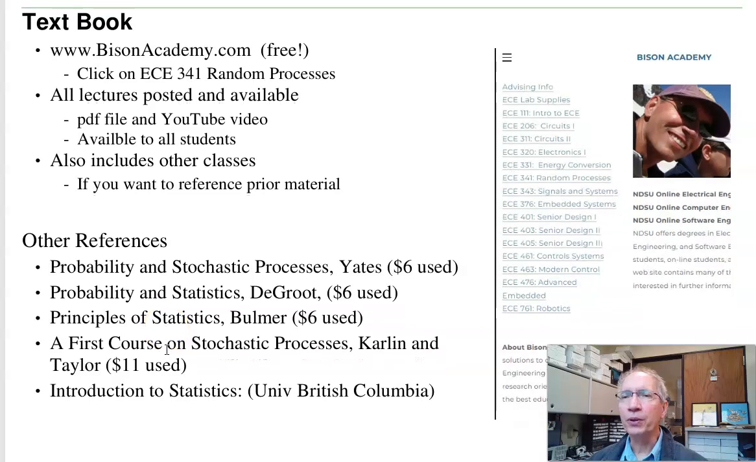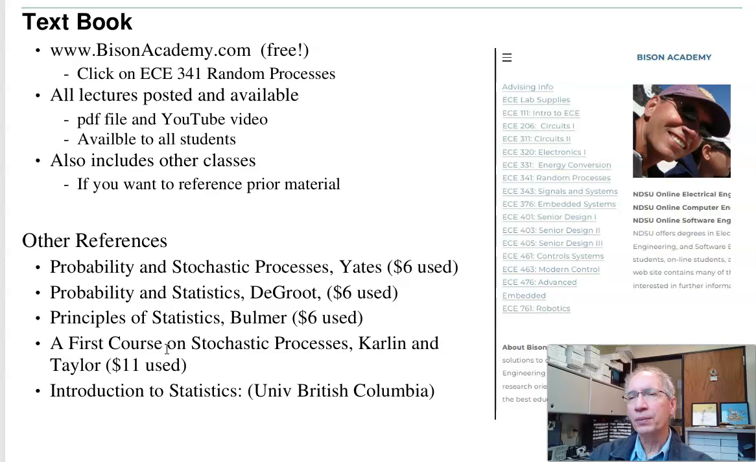The textbook for the course is free. Bison Academy has the online textbook. It's an open educational resource, free for all students to use. It's actually free and available for everyone. It's not copyrighted. All the information is available many different places. It's been kind of summarized. The textbook's written by me. So it's available for anyone to use. All lectures have been recorded and posted on YouTube, linked on Bison Academy.